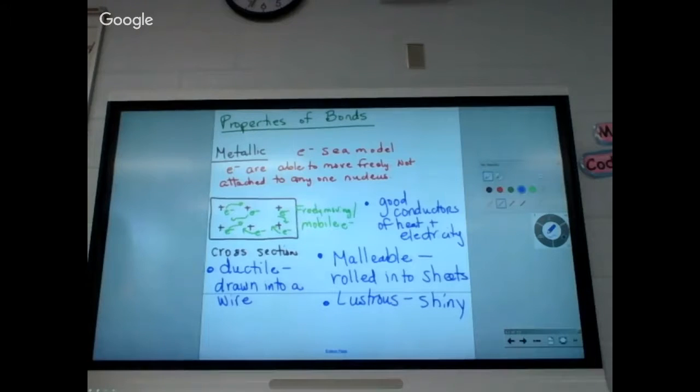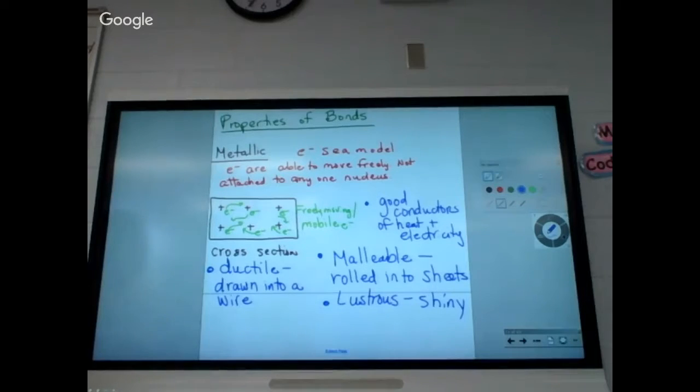Do we need these definitions for the test or something? Oh, yes. What does malleable mean? Malleable means it can be rolled into sheets. That was aluminum foil. Ductile means it can be drawn into a wire.